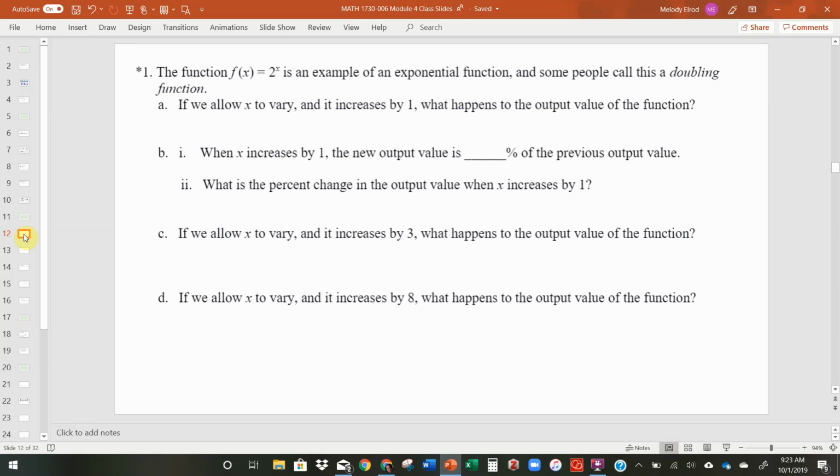This is the function f of x equals 2 to the x as an example of an exponential function, and some people call it the doubling function. If we allow x to vary and it increases by 1, what happens to the output of the function? And then it's going to ask you the same kind of question in C and D. If the input increases by 3, what happens to the output? If the input increases by 8, what happens to the output? So take a moment, pause, think about those things, and then come back.